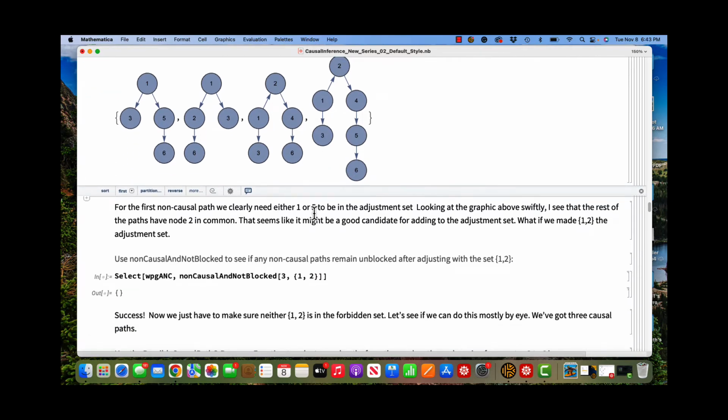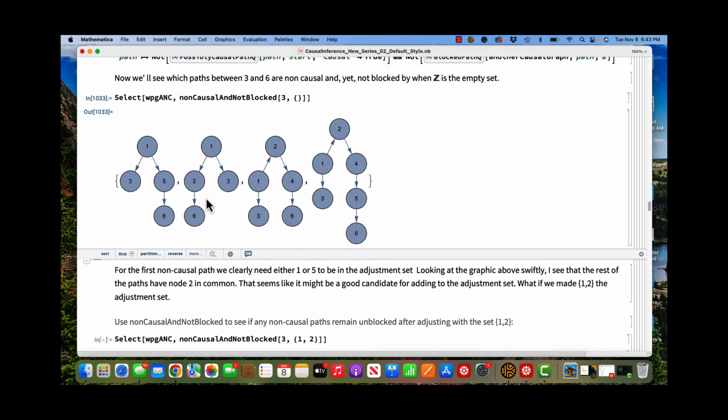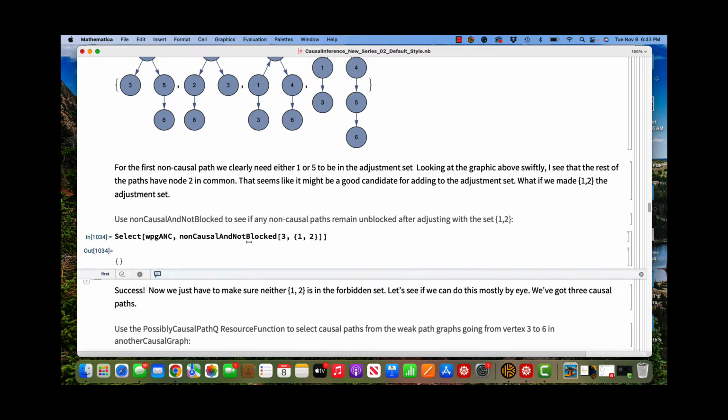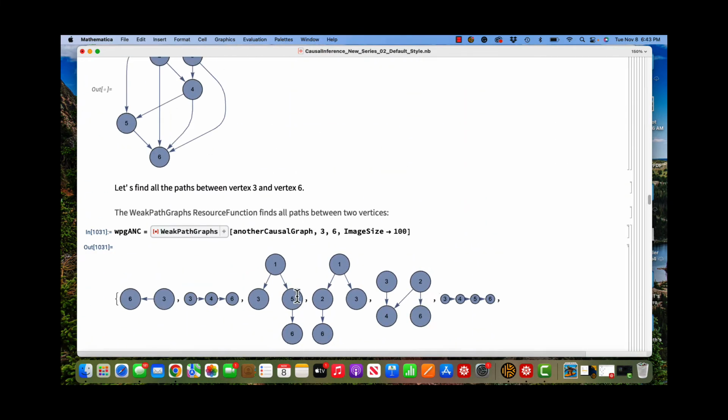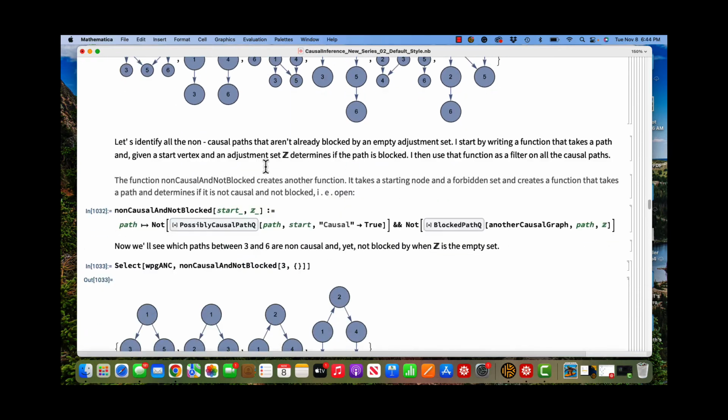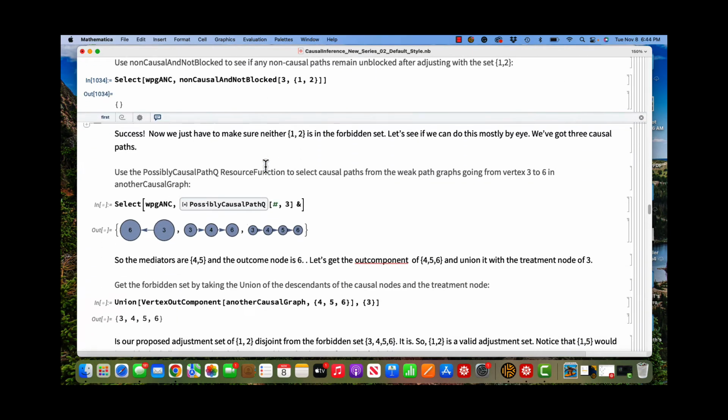So what if though I actually put 1 and 2 in the adjustment set? Would that be a problem? And the answer is apparently not. The only thing we have to make sure of is that neither 1 nor 2 is in the forbidden set. And we could probably do this by eye. If we go down our causal paths from 3 to 4 to 5 to 6, it doesn't look as if 2 is a descendant of any causal path. So I think we're fine, but we can certainly ask the machine to figure it out.